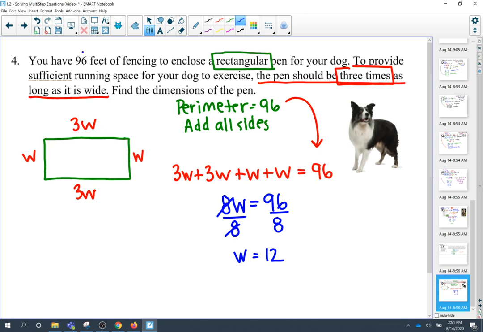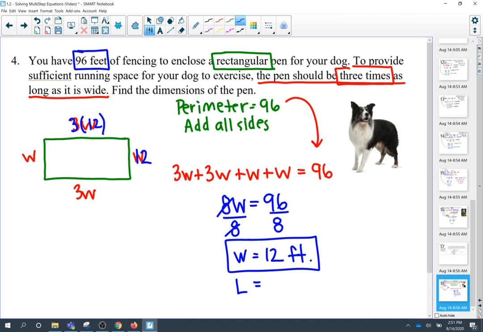And then we're going to go back and look at our units. We know the perimeter is 96 feet. Area is feet squared, perimeter is just feet. So the width has to be 12 feet. Which means what does the length have to be? Well, if this is 12, then we have 3 times 12, because we're substituting back in, which gets us 36. So the length should be 36 feet.